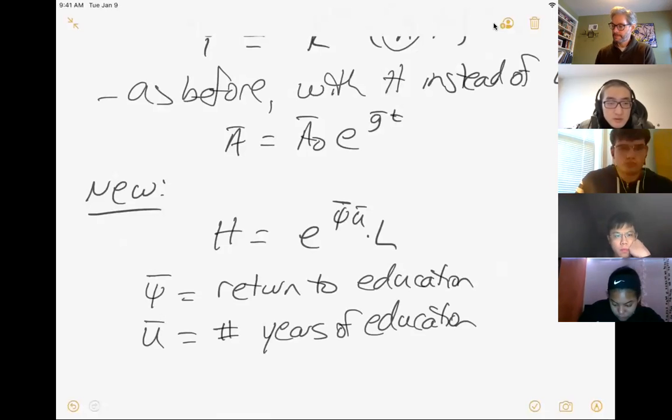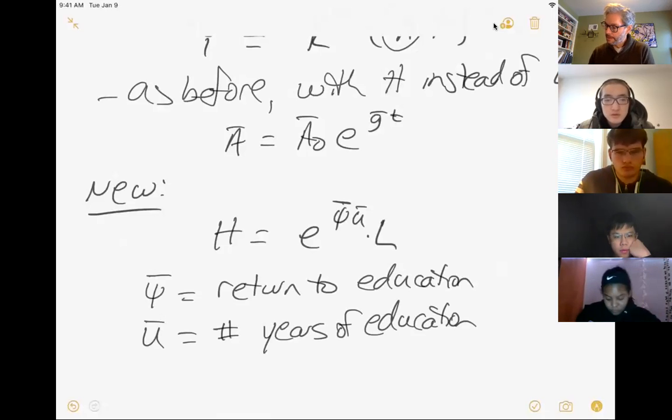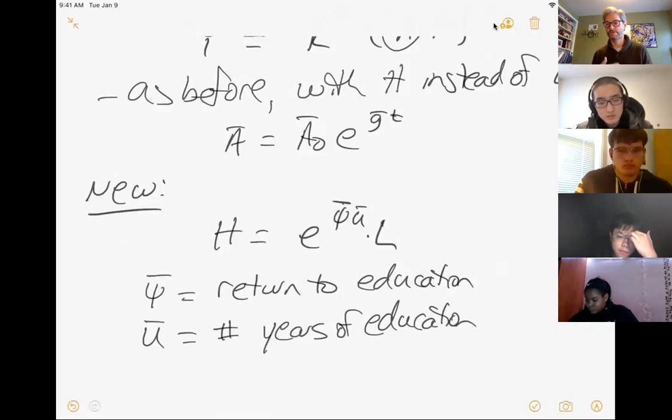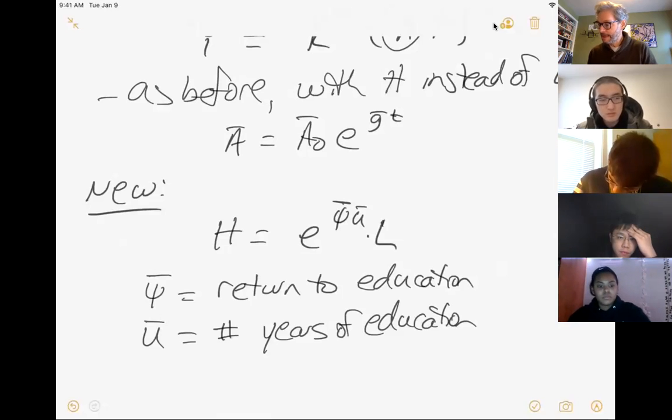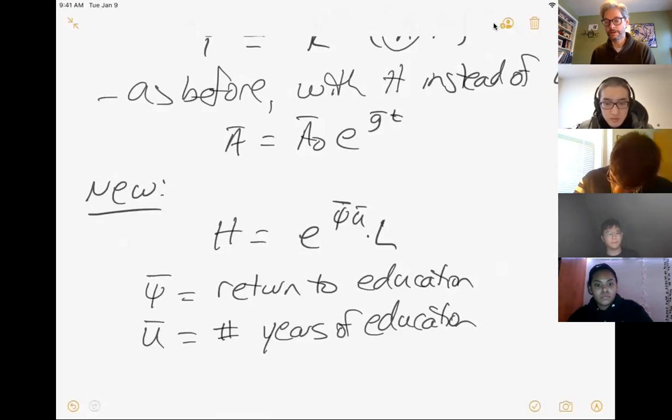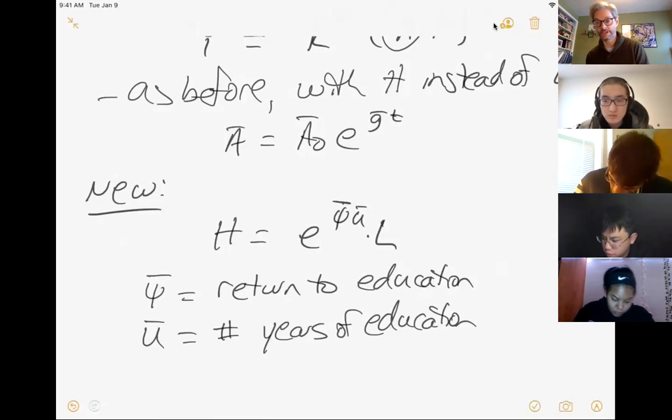So in other words, what happens here? Notice that if psi is 0 or U is 0, then H is just equal to L. We just go back to the original Solow model. So if nobody has any education or there's no return to education, we're right back to the original Solow model. What we're saying here is that there are really two ways that you can improve labor. You can improve it by increasing the return to education, or you can spend more time in education.